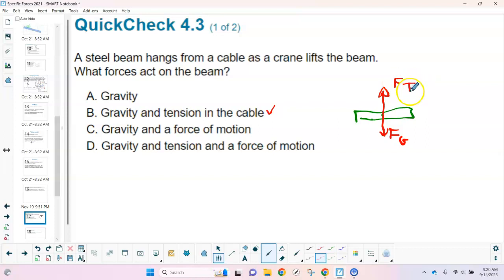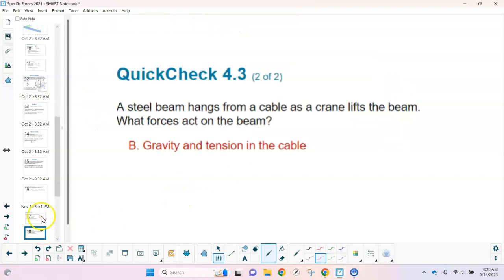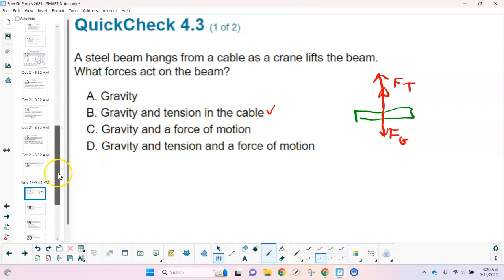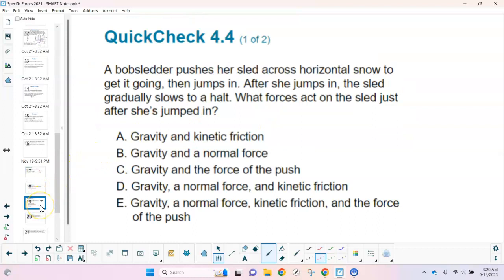If it was accelerating upward, you'd have to have a bigger force going up. So the tension would be larger than gravity force. Again, it's that tug of war mentality. Whoever wins the tug of war is the way it's going to accelerate. All right. So there is no such thing as a force of motion. Like, there's laws of motion, but there's no force of motion. All right, let's try one more, and then we'll stop.